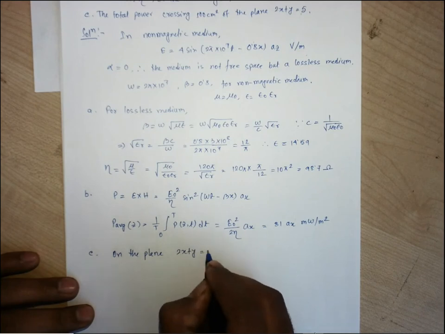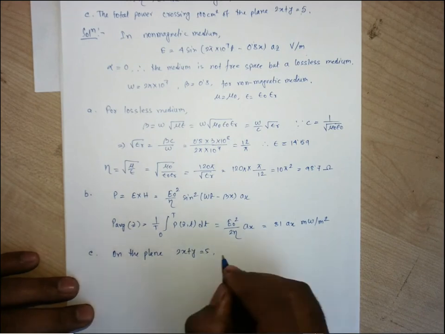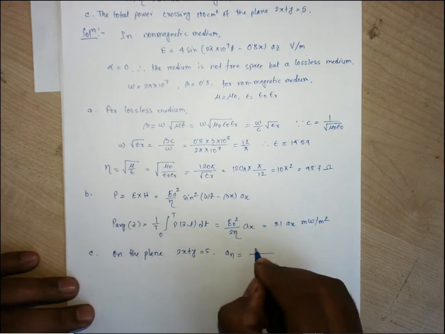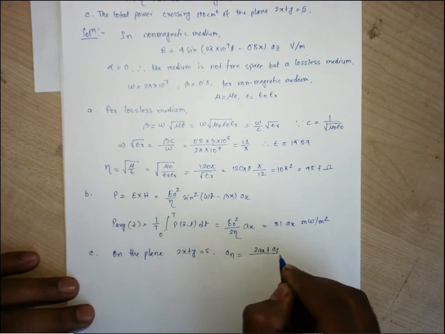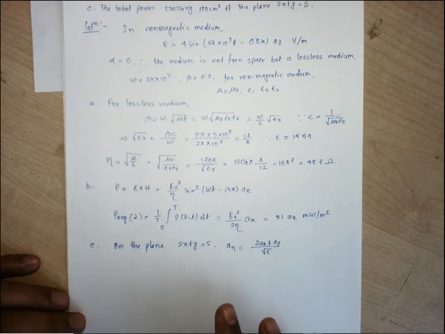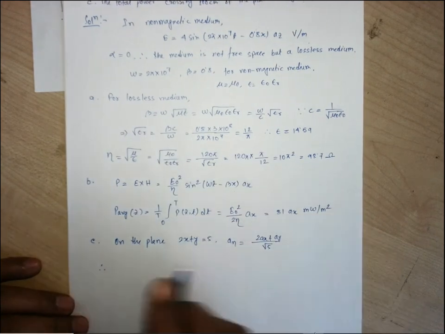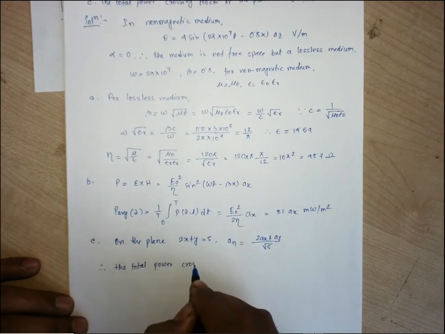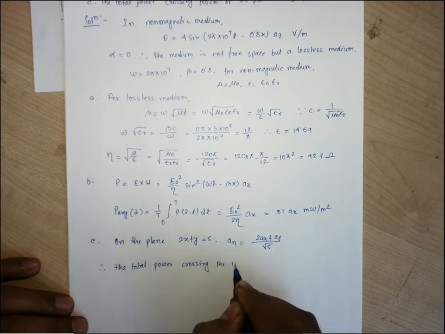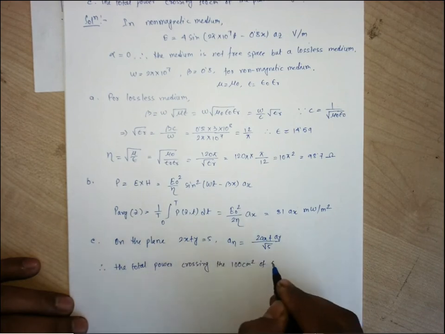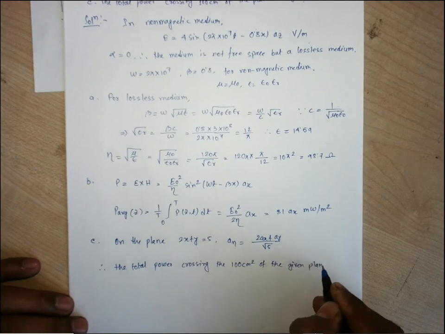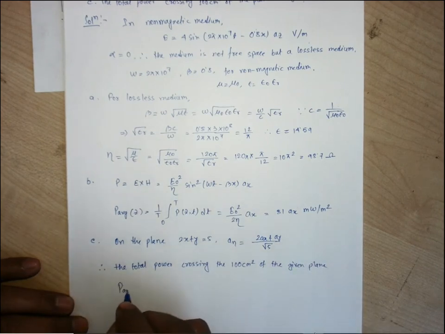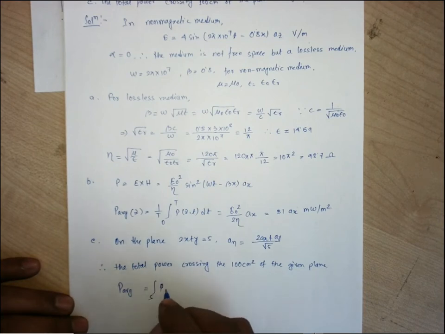On the plane 2x plus y is equal to 5, the unit normal vector is (2ax plus ay) by root 5. So the total power crossing the 100 centimeter square of the given plane, that is P average, is the surface integral of average Poynting vector dot ds.